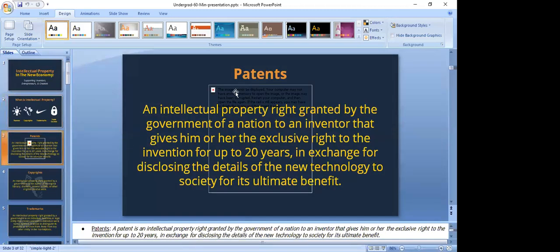Okay. So these are the core patents. What is a patent? An intellectual property right granted by the government of a nation to an inventor, giving them exclusivity for up to 20 years. Till now it is 20 years. In exchange for disclosing the details of the new technology, society should be given this. Okay. So this is the patent.